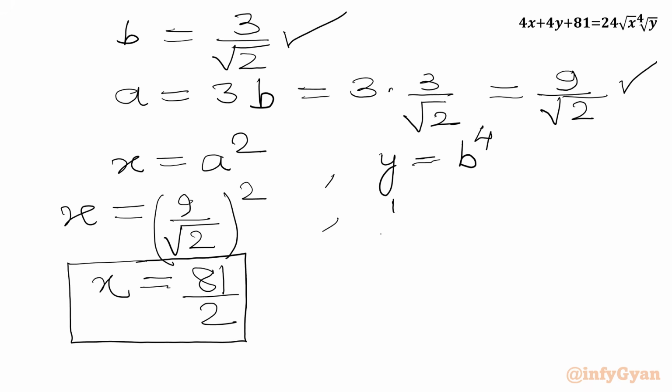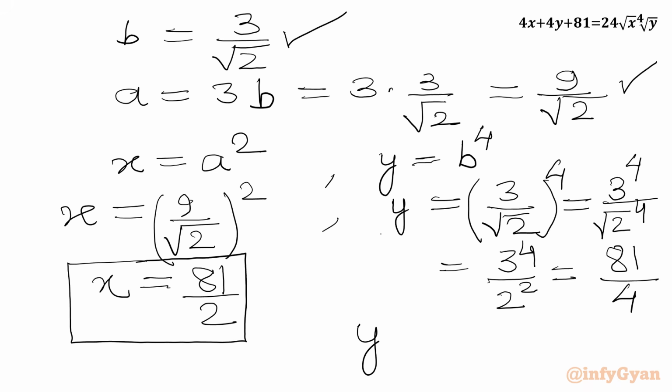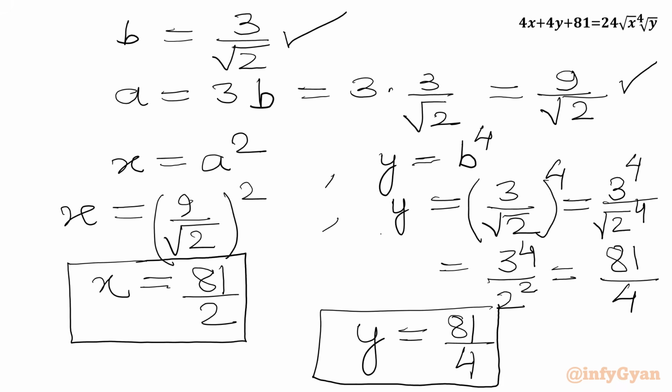Now we will find the y value, y equal to b power 4. B is 3 over square root 2. We'll put power 4. It will be equal to 3 power 4 over square root 2 whole power 4, which is equal to 3 power 4 over 2 power 2. Now 3 power 4 is 81. 2 power 2 is 4. So we have y value 81 over 4. X is 81 over 2. Y is 81 over 4.